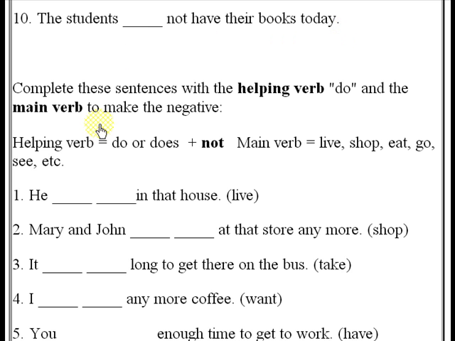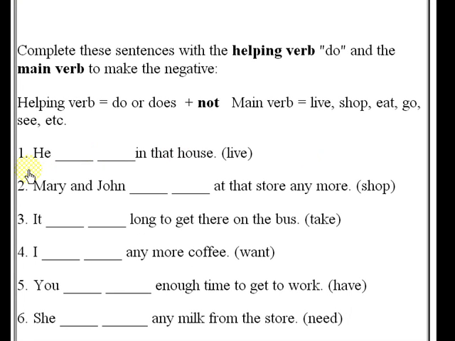Okay, and let's go down to the other part of the test. Complete these sentences with the helping verb do and the main verb to make the negative. Helping verbs are do and does plus not. Main verb, live, shop, eat, go, see, etc. This is the main verb. Okay, number 1. He does not live in that house. Okay, number 2. Mary and John does not shop at that store.